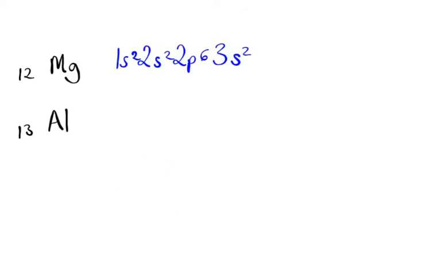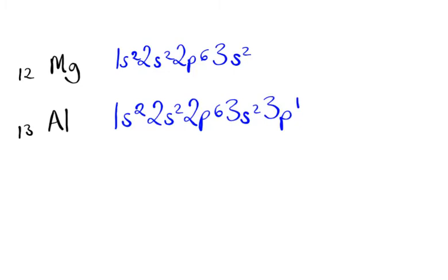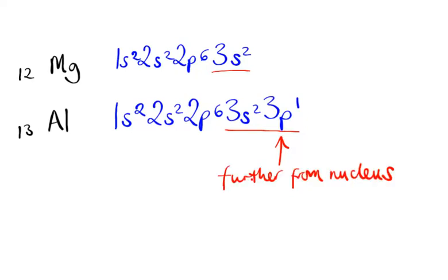Let's have a look at their electron configurations. So magnesium with 12 electrons, 1s2, 2s2, 2p6, 3s2. When it comes to aluminium, one additional electron. And now we move from the 3s subshell to the 3p subshell. So the difference is that we've moved from the s subshell to the p subshell, which is a little bit further away from the nucleus.